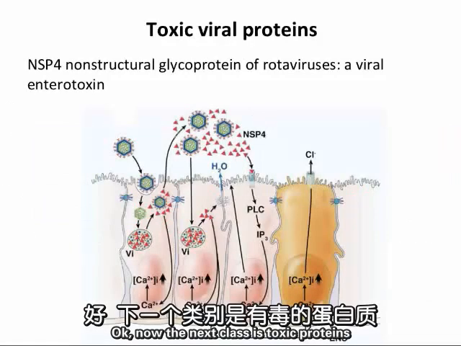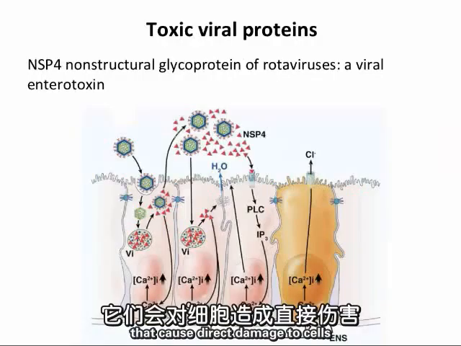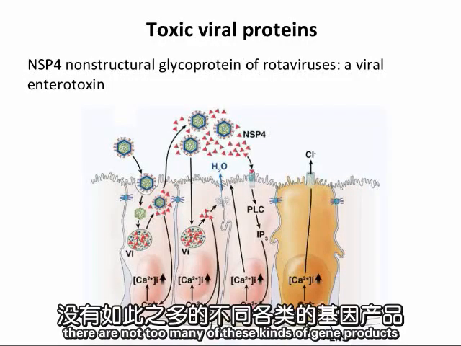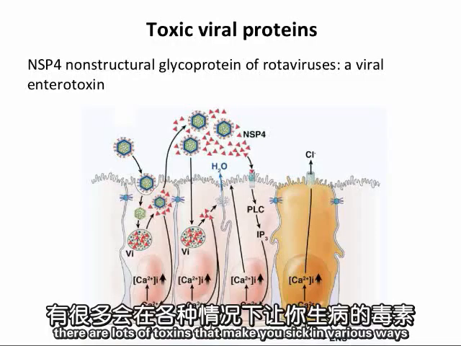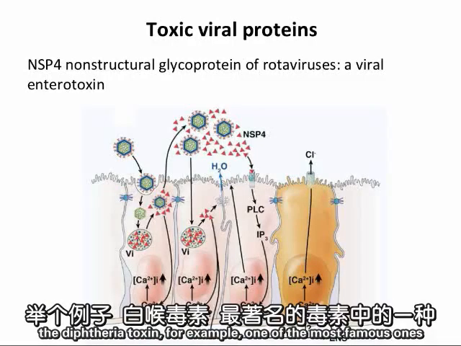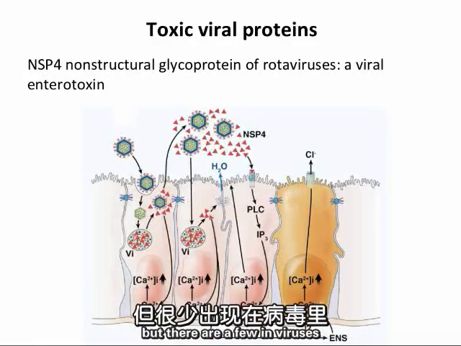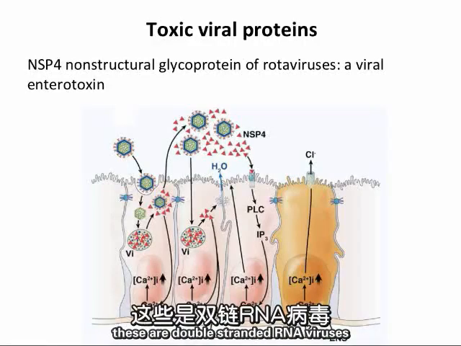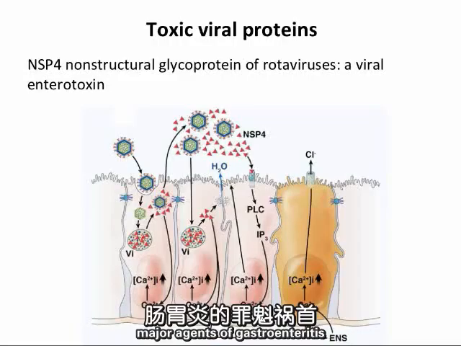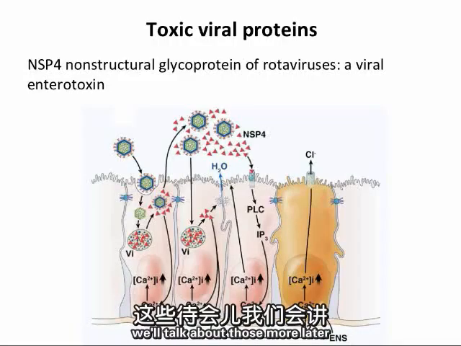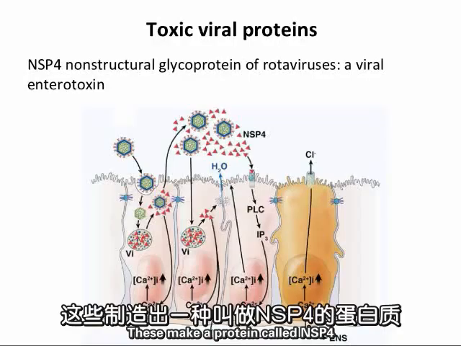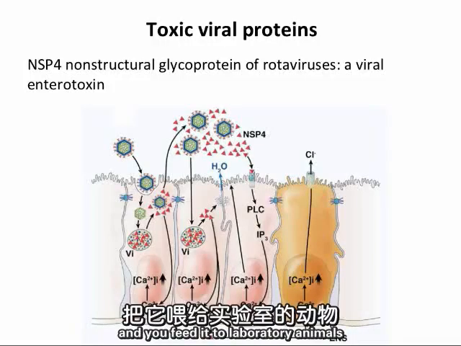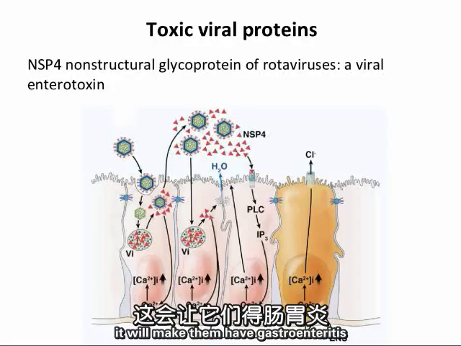Okay, now the next class are toxic proteins that cause direct damage to cells. In general, in viruses, there are not too many of these kinds of gene products. In bacteria, there are lots of toxins that make you sick in various ways. Diphtheria toxin, for example, one of the most famous ones. But there are few in viruses. One of them is encoded in the genome of rotaviruses. These are double-stranded RNA viruses, major agents of gastroenteritis. We'll talk about those more later. These make a protein called NSP4. And if you take NSP4 and you synthesize it and you feed it to laboratory animals, it will make them have gastroenteritis.